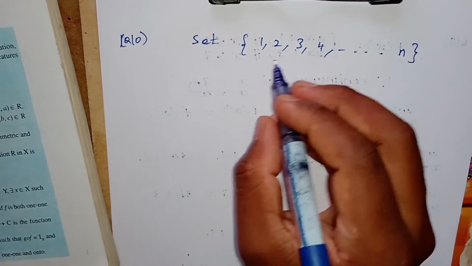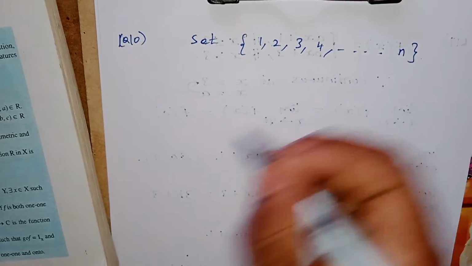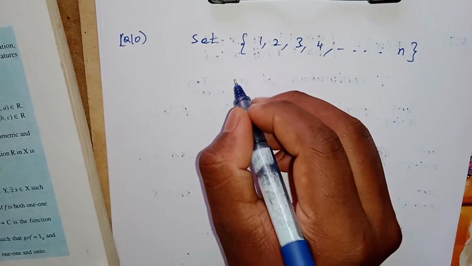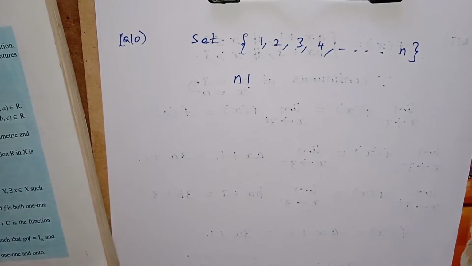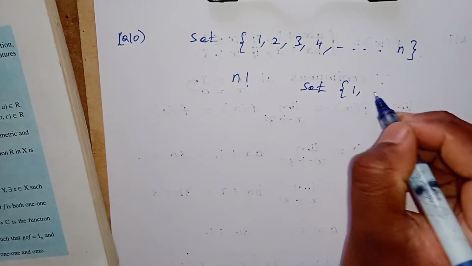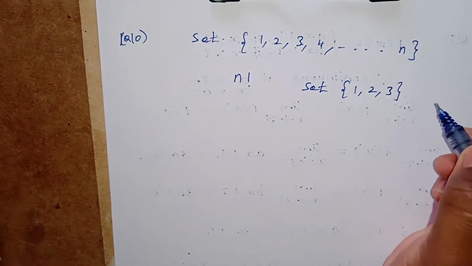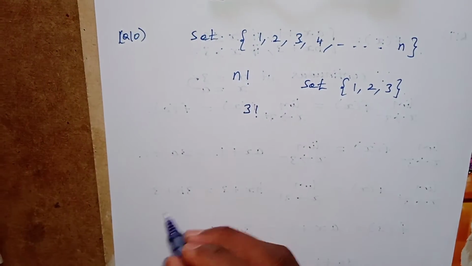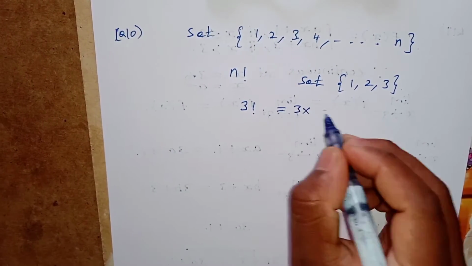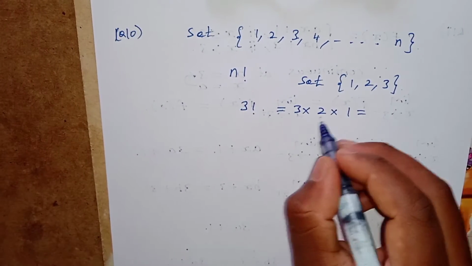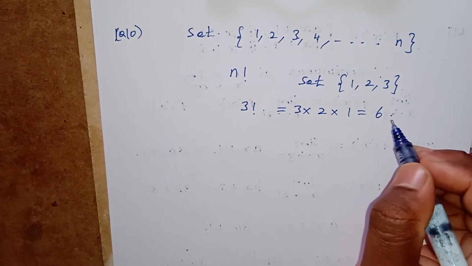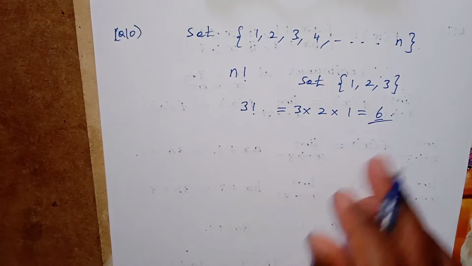You have to check for onto functions how many terms are given. You have to take the number of terms 1, 2, 3, 4 up to n. Therefore you have to take n factorial. If the given set is 1, 2, 3, therefore you have to take 3 factorial. 3 factorial means you have to take 3 into 2 into 1. 3 twos are 6, 6 ones are 6. Therefore here it is my number of onto functions.